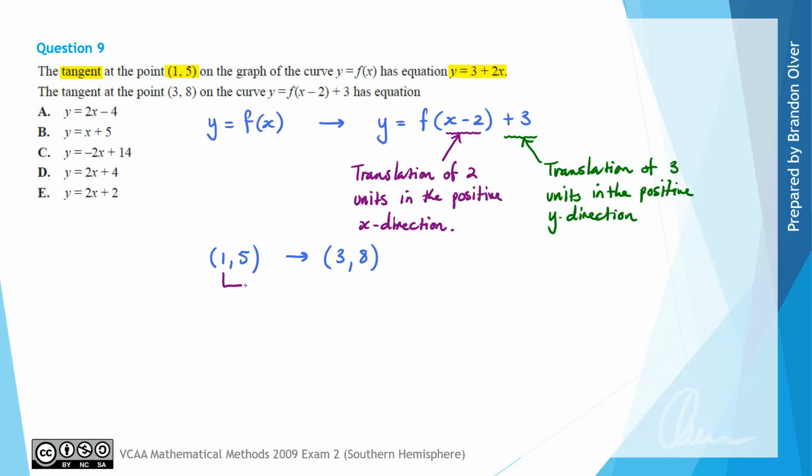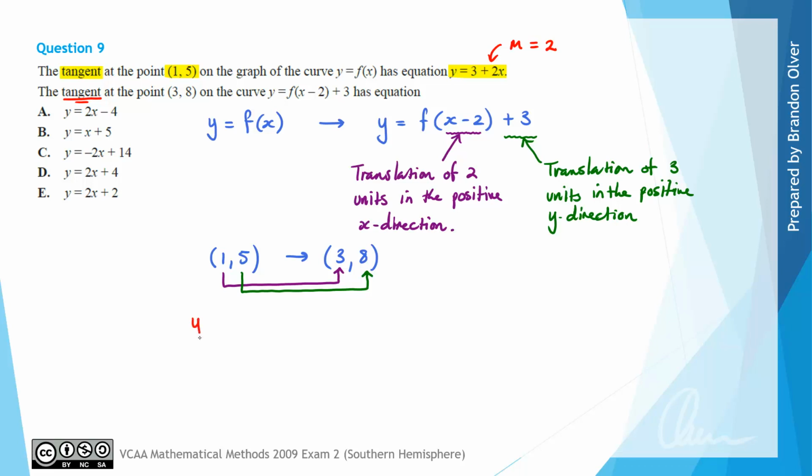So to get from 1 to 3, we can see that that's a translation of 2 units in the positive x direction, as well as to get from 5 to 8, that's a translation of 3 units in the positive y direction. So that means the same part of the graph that used to be at (1, 5) is now at (3, 8). And what that tells us is that the tangent line that we're asked about is going to have the same gradient as the previous tangent line. So the gradient is still going to equal positive 2. The difference here though is that it's going to pass through a different point.